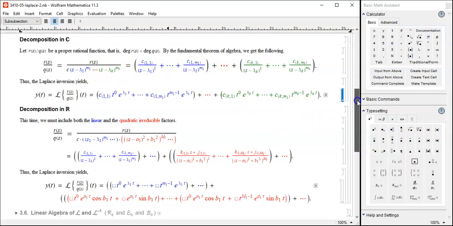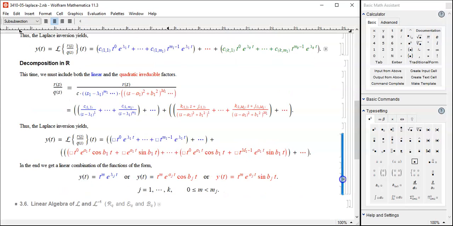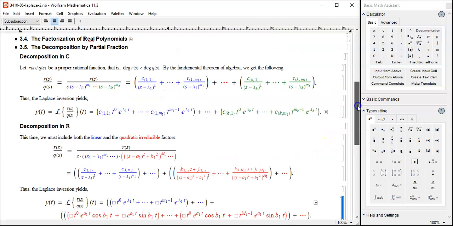For reals, it's a little bit trickier because we have to consider quadratic irreducibles as well. But if you take these red parts and look carefully and work out, then you get exponential times sine or cosine times t to whatever power. And those form the basis functions. And every solution can be written as a linear combination of those. And that's what we just established.